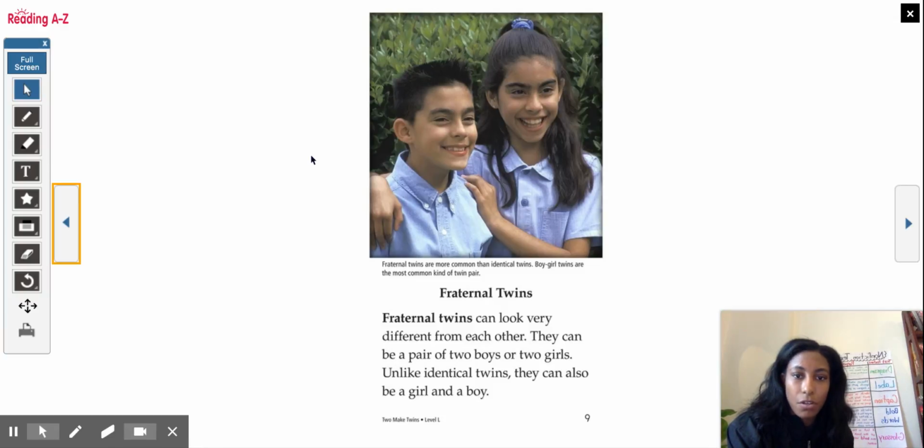Fraternal twins. Fraternal twins can look very different from each other. They can be a pair of two boys or two girls. Unlike identical twins, they can also be a girl and a boy. So I read that they can look very different from each other. Let me see if I can add any more to that definition by going to the glossary, just so I can make sure I fully understand this. Because right now, I know it's a bolded word, so it must be important. And I want to be able to understand it completely.